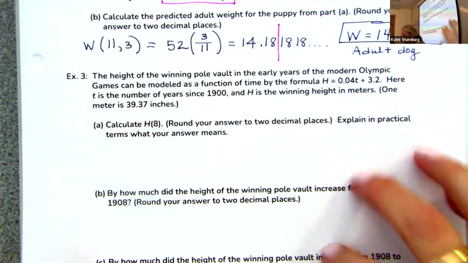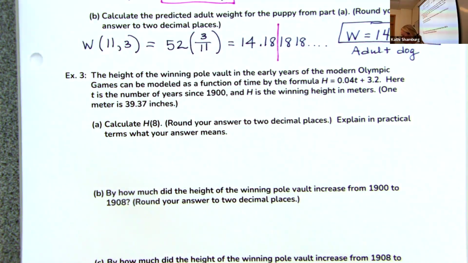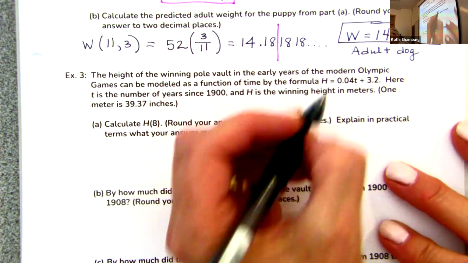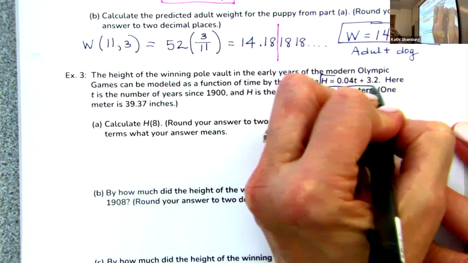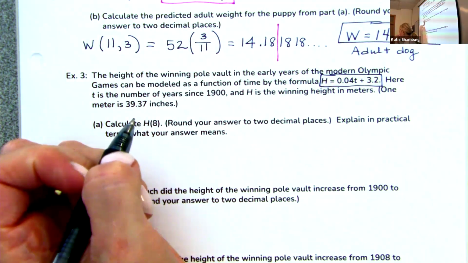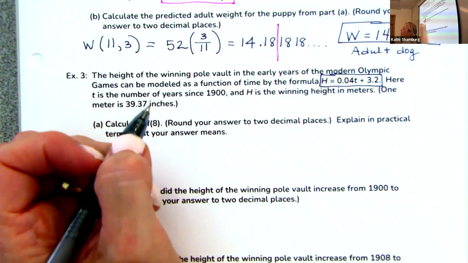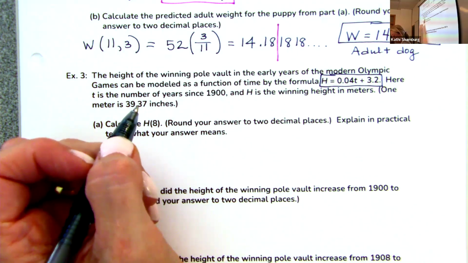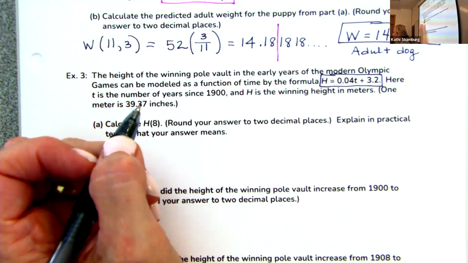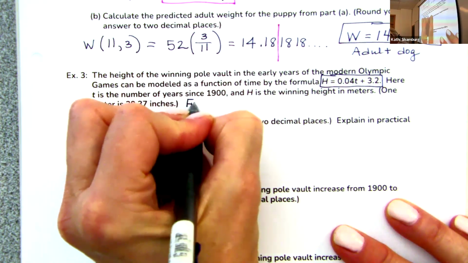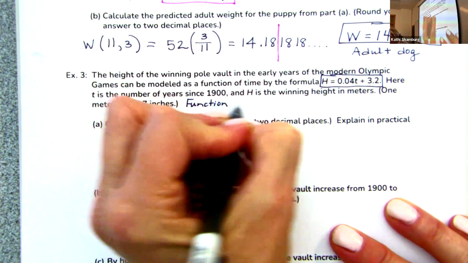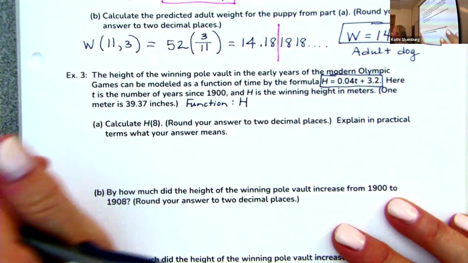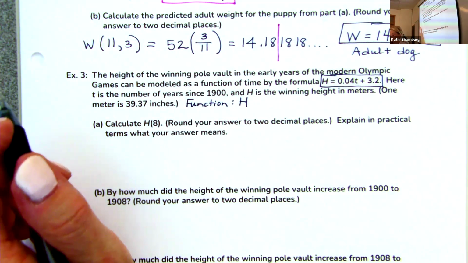All right, so the height of the winning pole vault in the early years of the modern Olympic Games can be modeled as a function of time by this formula. Okay, so just with looking at the formula alone, without knowing maybe what the letters represent, what letter is the function and what letter is the variable? H is the function, the variable is T. Correct. Always, always, always. All right, so I know the function is H. I will say most often it's a capital letter, but it doesn't have to be. So be careful of that.